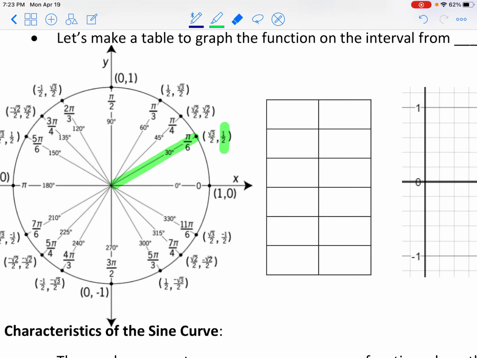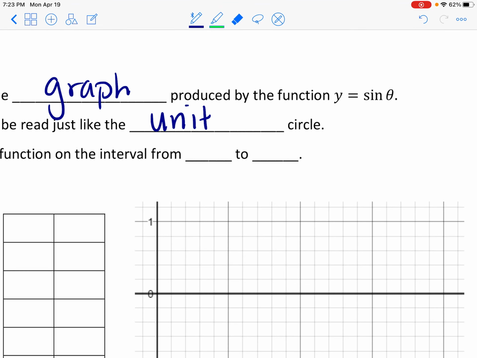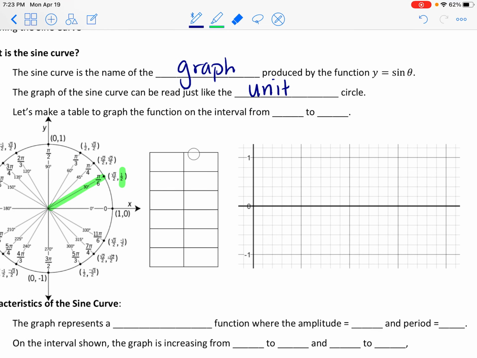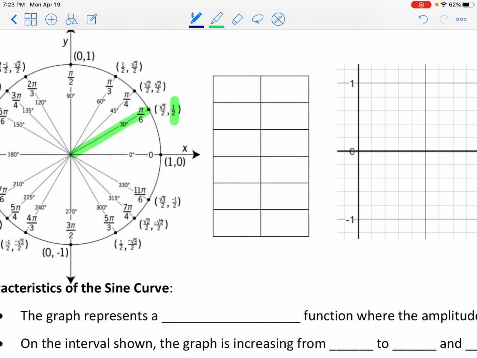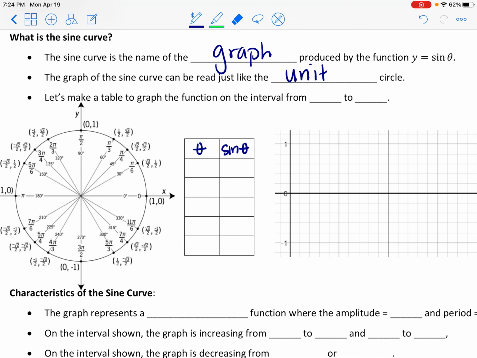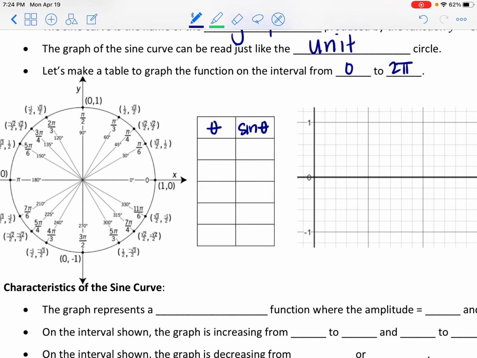So when we graph here, instead of looking at x's and y's, we're looking at angles and y's. And we know that those y values are our sine values. And so in our table, we're going to say what is the angle that we're looking at, and then what is the sine of that angle. Okay? So to make this full graph, we're going to look at the start of our circle until we make a complete circle. So we're going to go from 0 to 2 pi to see how this looks one time around the unit circle.